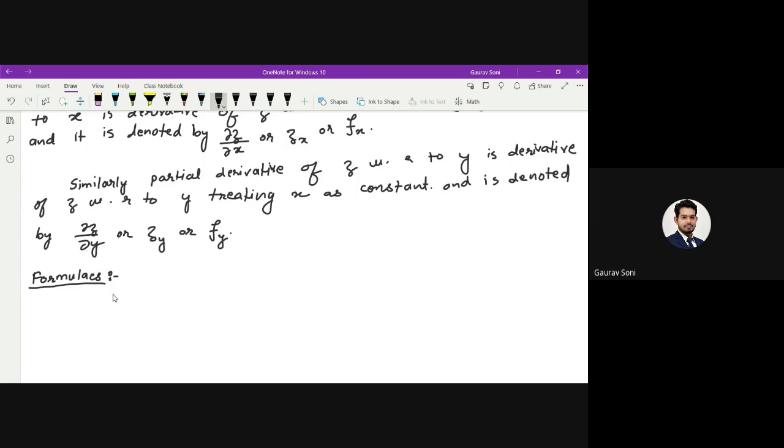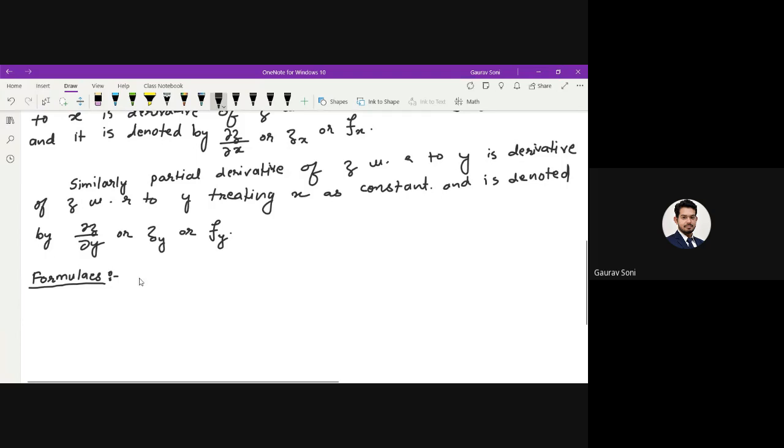So just look at the simple rules while we are finding out the derivatives. You should be able to understand the rules. So partial derivative with respect to x of, okay, so before, let me just make a statement.